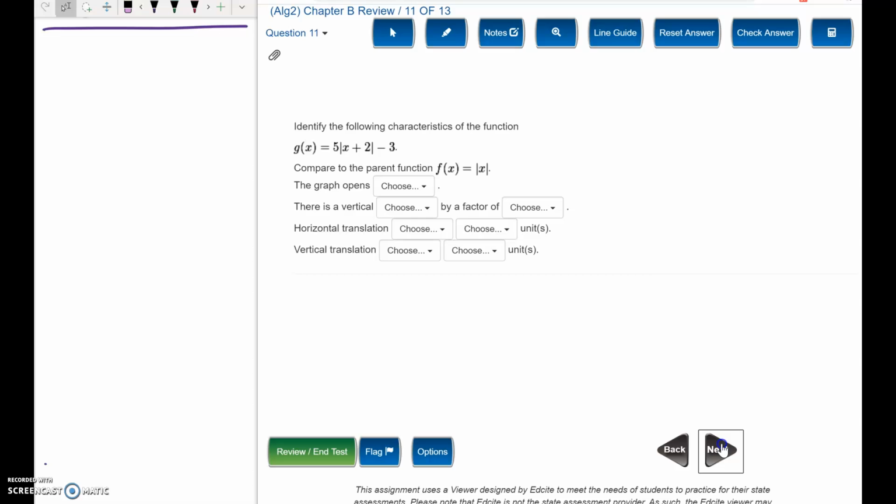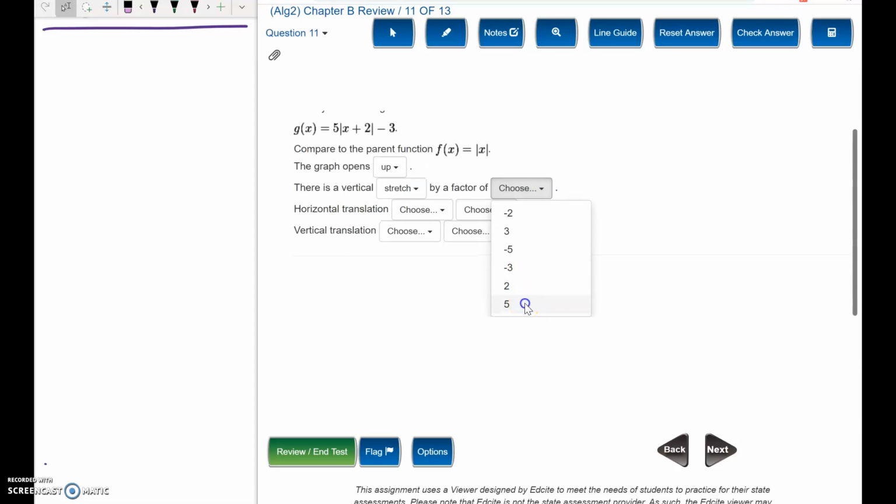This is very similar to the assignment that we did on, was it Monday? This graph, does it open up or down? Up, because there's no negative in front. It is a stretch because that number in front is bigger than 1. This is the only one that we didn't have on that assignment before. But what do you think the answer is? Stretch by a factor of 5.